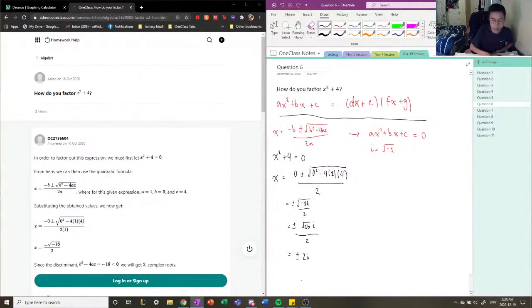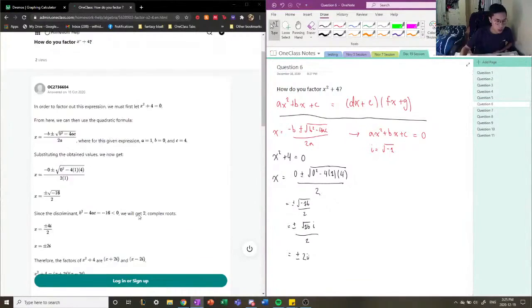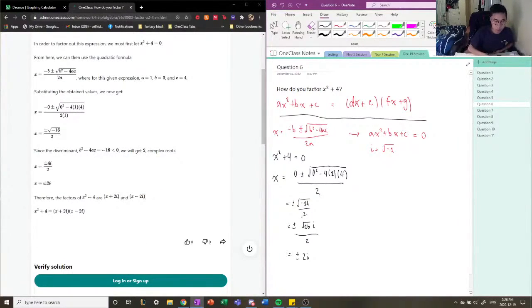Our solutions to this formula are plus or minus 2i. With this in mind, we now have the zeros, and the zeros relate to factors as such. So now we can break up x squared plus 4 equals 0 into (x plus 2i) times (x minus 2i).